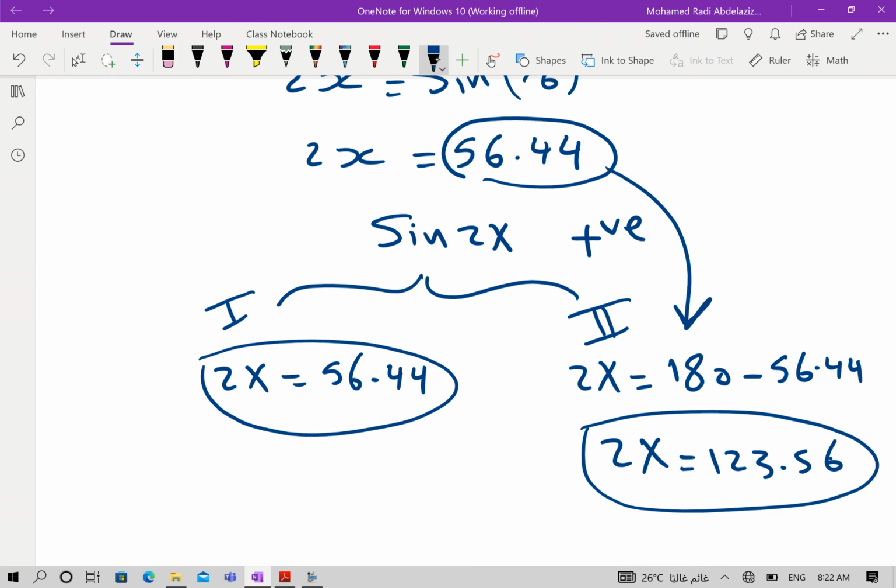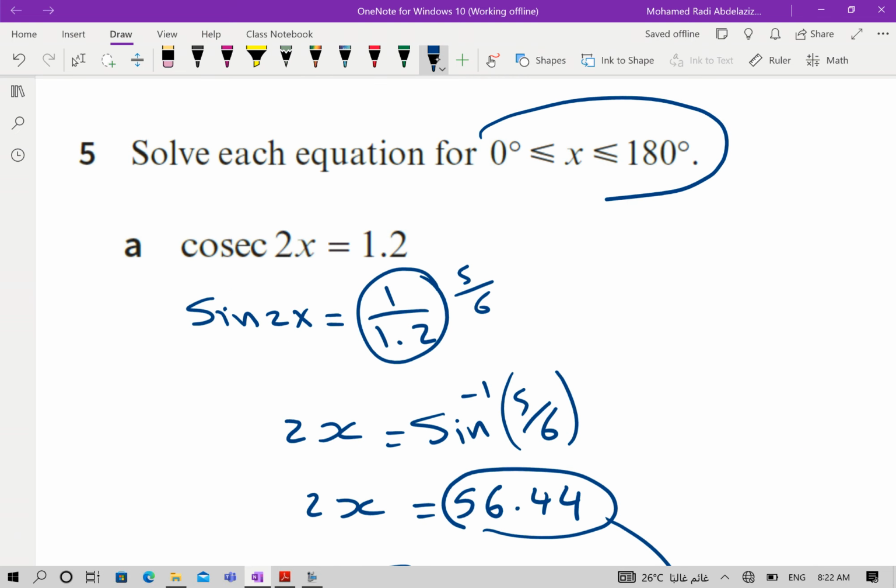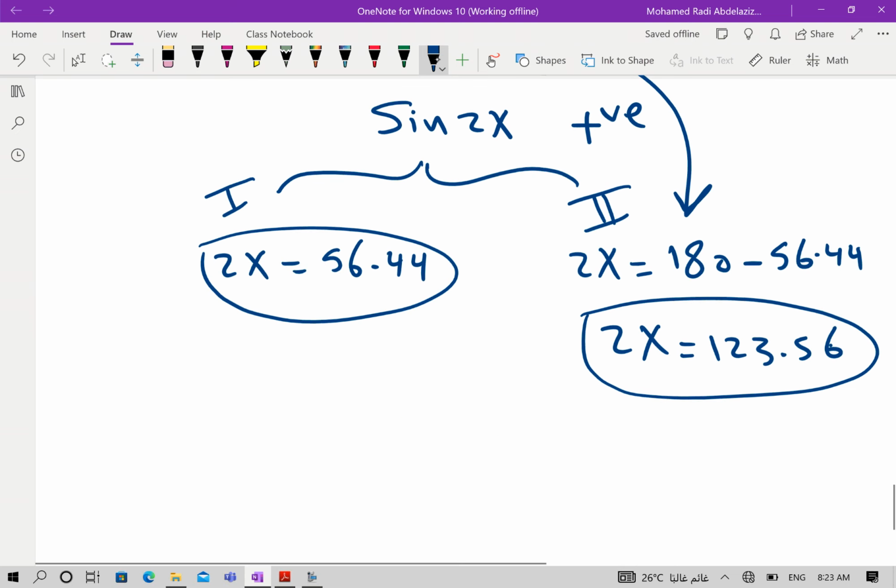Look at the range. The range is given for x, but we found 2x. You have to extend the given range, times 2. This is the range of 2x. Is this value in the range? Accepted. Is this value in the range? Accepted.